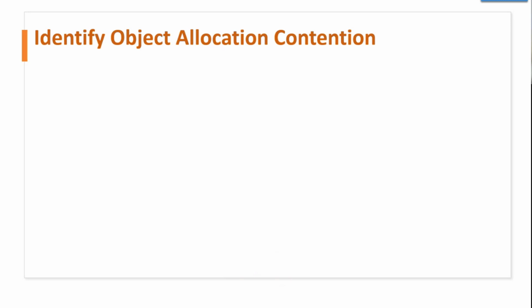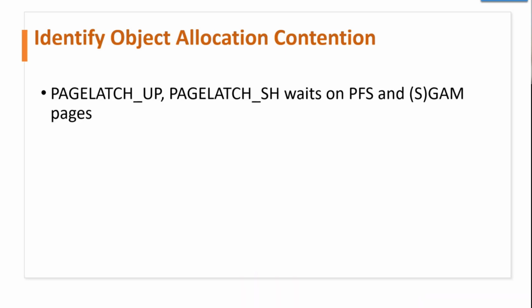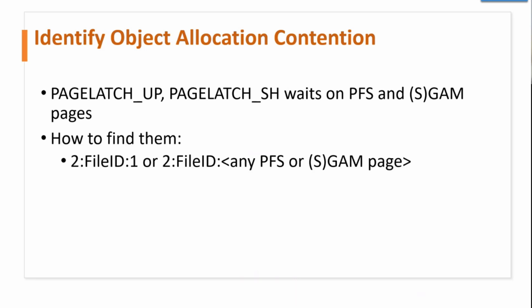Okay, now that we know how contention occurs, let's look into how to identify it when contention occurs. You will see update page latches or shared page latches on PFS, GAM, and SGAM pages. So how do you find that out? 2 here is the TempDB database ID. And this file ID can be an MDF or NDF file, and however many files you have in your TempDB, that will be the file ID here. And this is the page number.